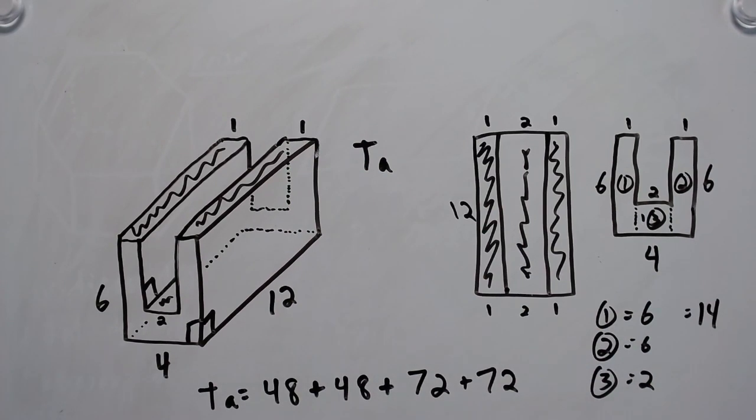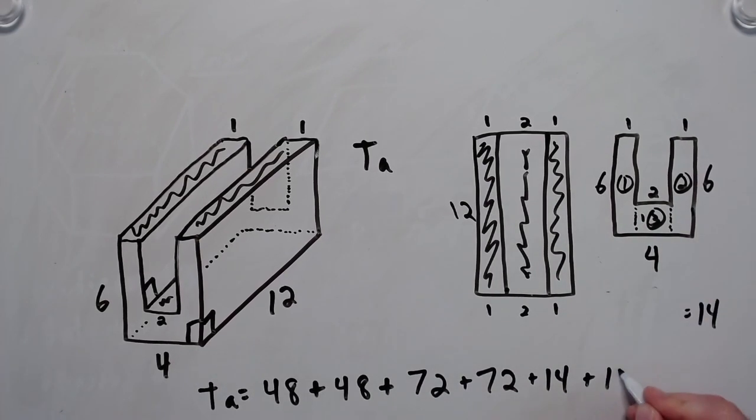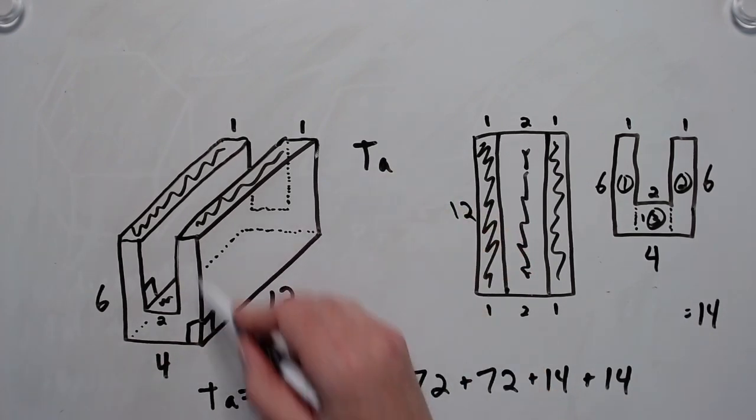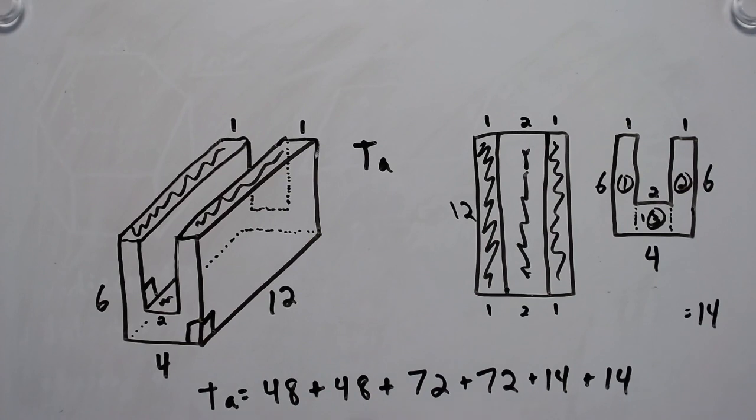So we have to add, well, let's just erase some stuff. This is the front U, and this is the back U. So let's just make sure we have everything here. 48 was looking down on it. 48 was looking up from the bottom. 72 was this side. 72 was the back side. 14 was this, and 14 was this other backside U.